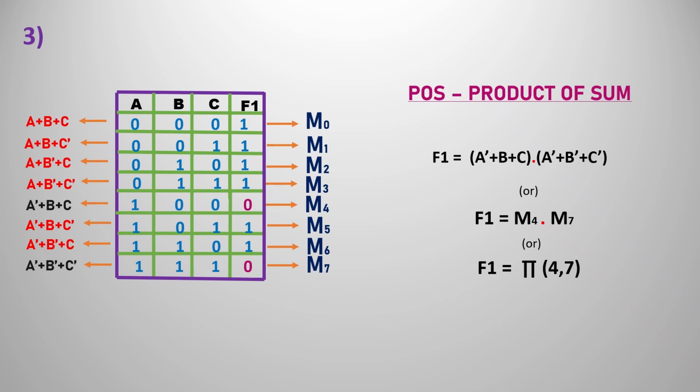So I hope you can do this, that third example. I have taken M4 and M7 as our zeros. Just represent those two as the POS, product of sums, minimizing them with the help of max terms, that is M4 and M7. So represent it as product terms; mathematically, you can represent it as pi 4, 7. This is the simple representation of that third example.